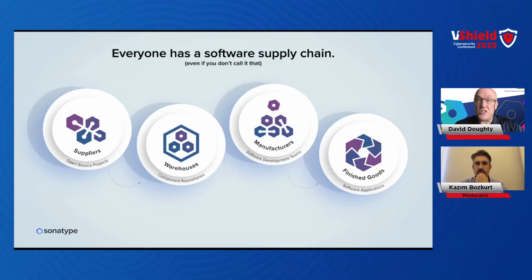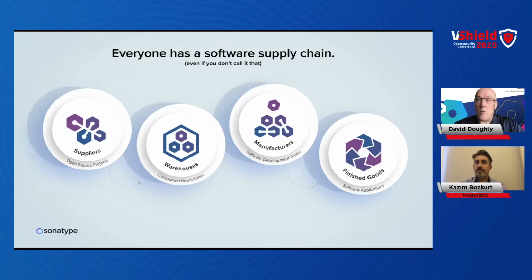So something like Maven Central or npm.org would act as a public repository, and something like a proprietary repository manager product, which we'll talk about in a little while, would operate within the organization to allow you to manage your own open source and inner source data. That then feeds into our manufacturing process, our software development teams, who would then put those components together to generate our finished goods or our software applications. So even if you don't call it a software supply chain, it's very similar to any other supply chain in any other manufacturing or operation.